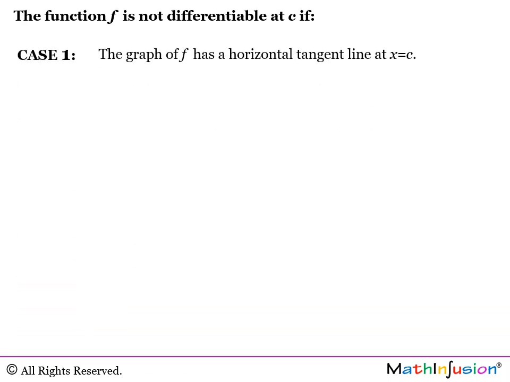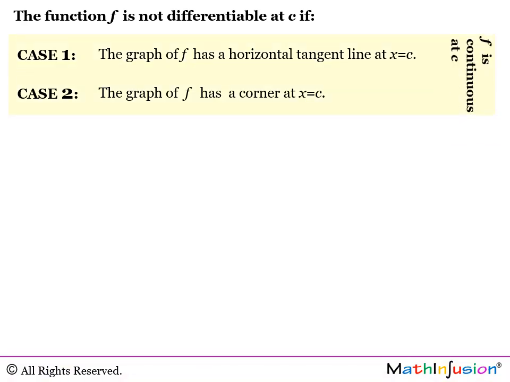We can summarize that the function f is not differentiable at c if the graph of f has a vertical tangent line at x equals c, or that the graph of f has a corner at x equals c. This is in the cases at which f is continuous at x equals c. But also, a function that is not continuous at x equals c is obviously also not differentiable at x equals c.